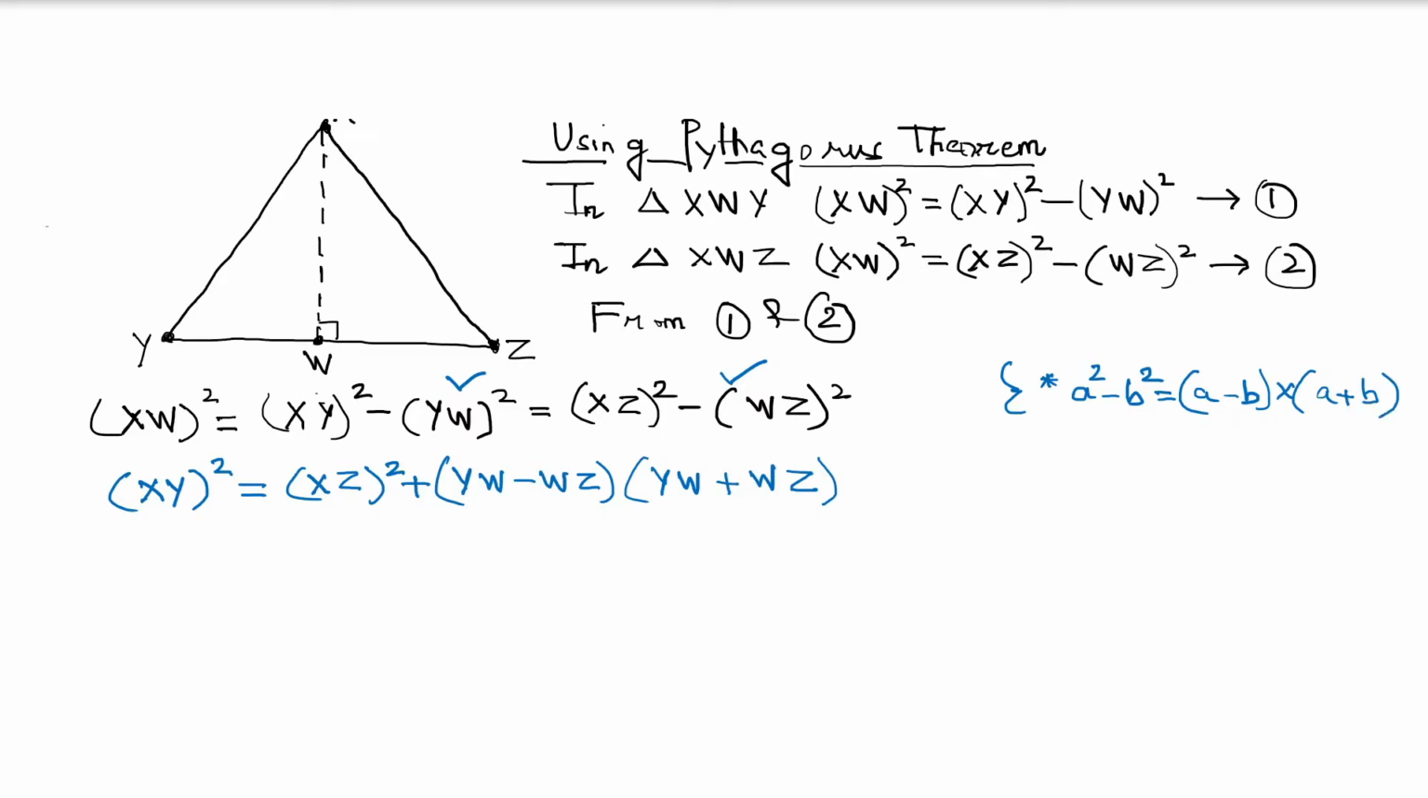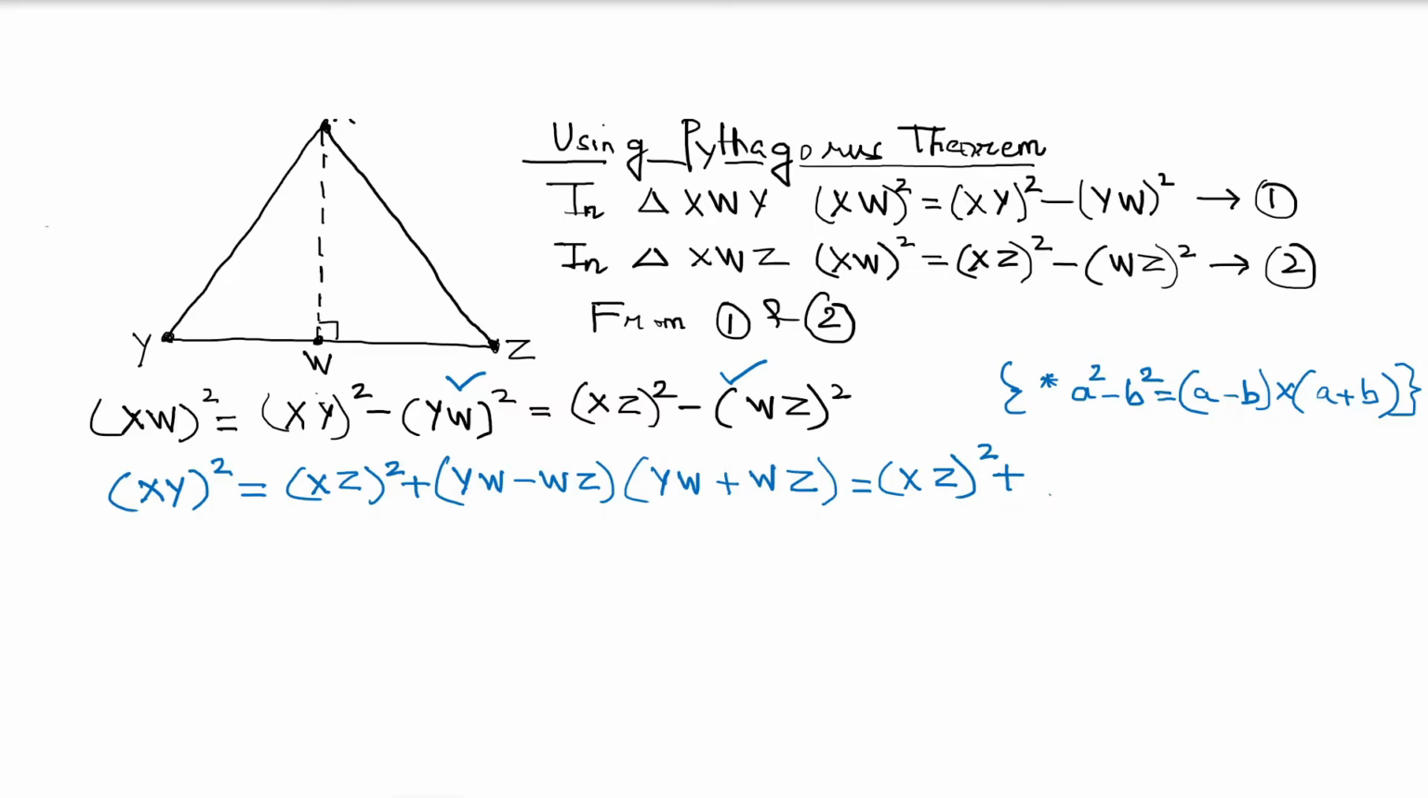This is the concept that you could have used here. Once you have used this, then further you could have written XY whole square is nothing but XZ whole square plus YW whole square. Okay, now instead of writing it as YW whole square, let us hold our horses for the time being and let us see how this can be further shortened.